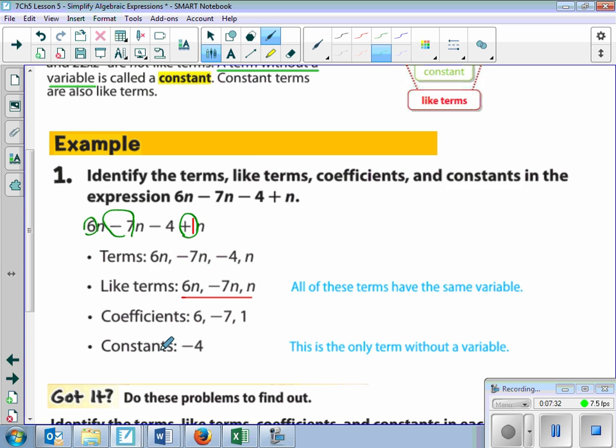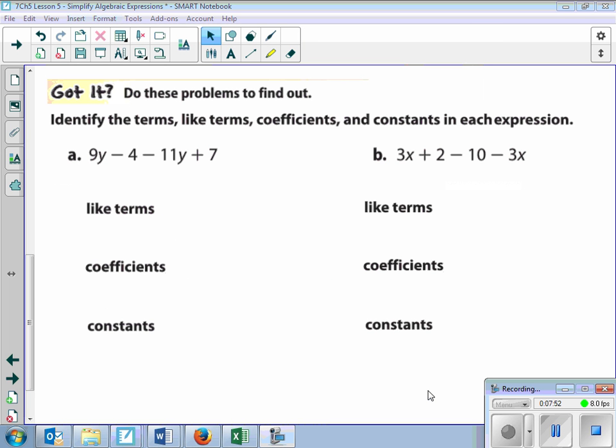And then the constant is the term that has no variable. Which one is that? Negative 4. Very good. So the constant is negative 4. You got it?